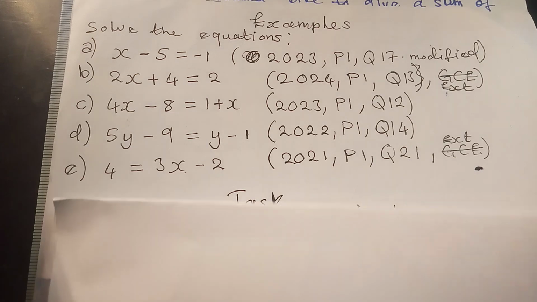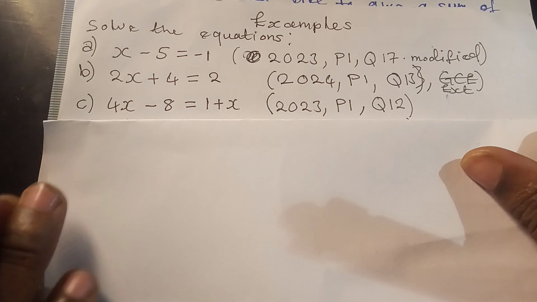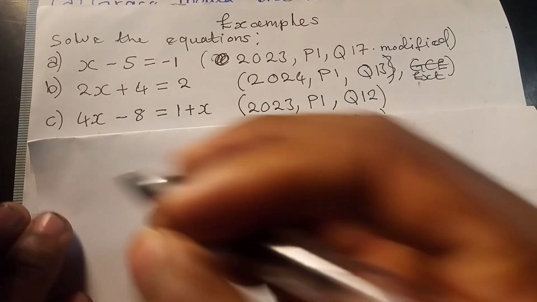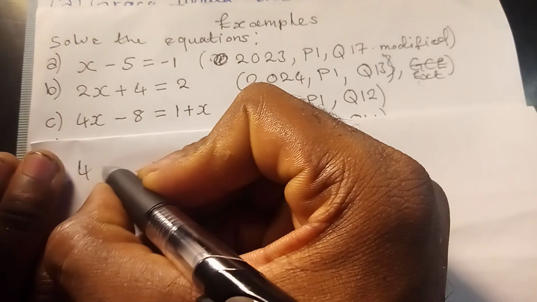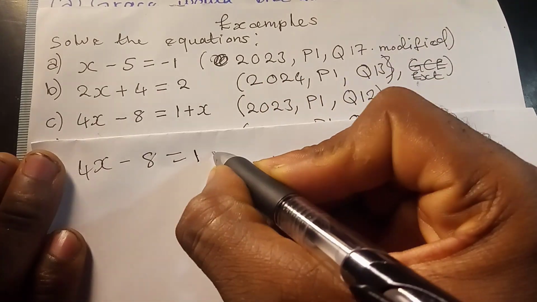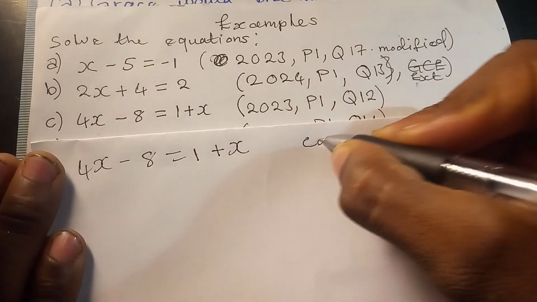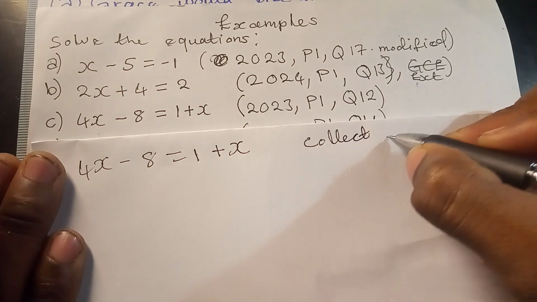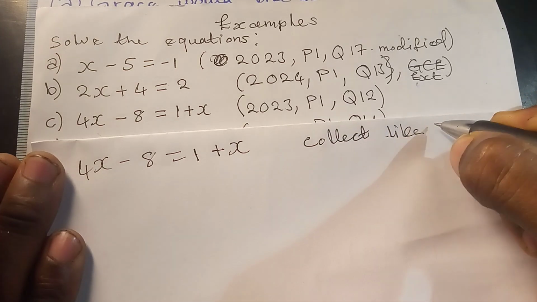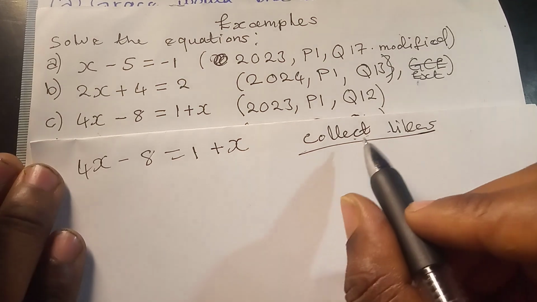Part C has a few more numbers, maybe a few more terms, but the procedure is still the same. So we have 4x minus 8 is equal to 1 plus x. So now, in a case like this, remember what our first step is. You want to collect the like terms first. Do not forget this. This should always come first.